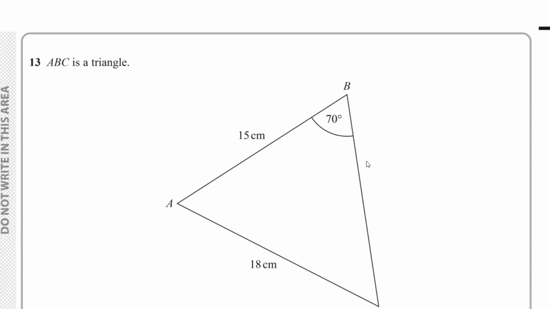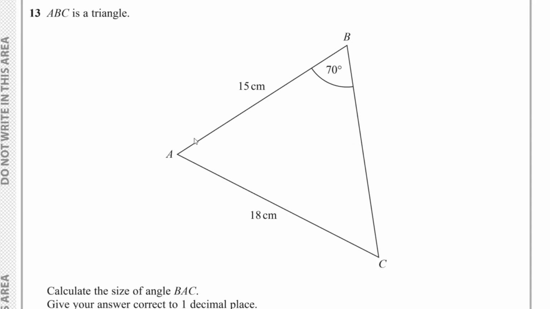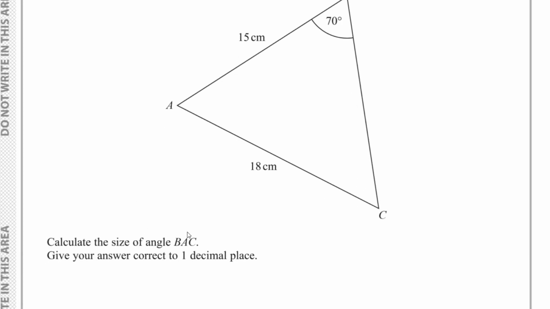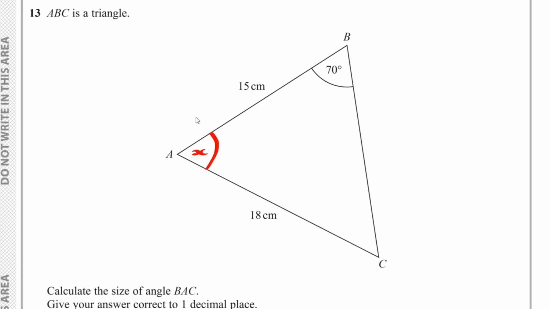Question number 13. ABC is a triangle, as we see here. And what we have to do in this question is calculate the size of the angle BAC to 1 decimal place. Well, the angle BAC is this angle here. Now let's think about what I've got. I've got an angle here and a side here, and I've got this side here. What I can do is find out what this angle is. Let's just call it Y for now.